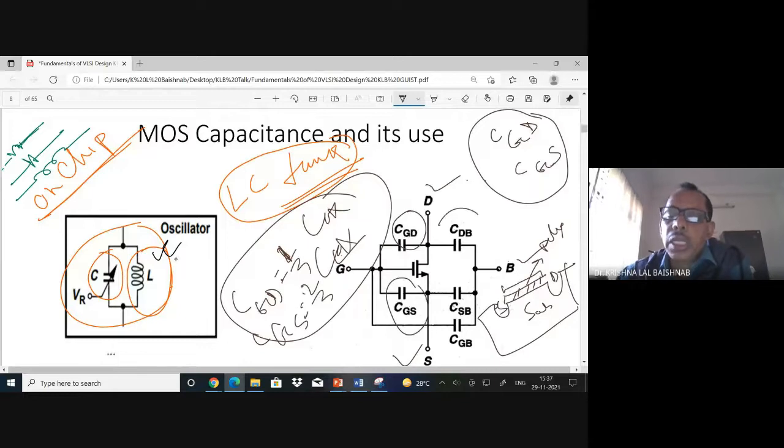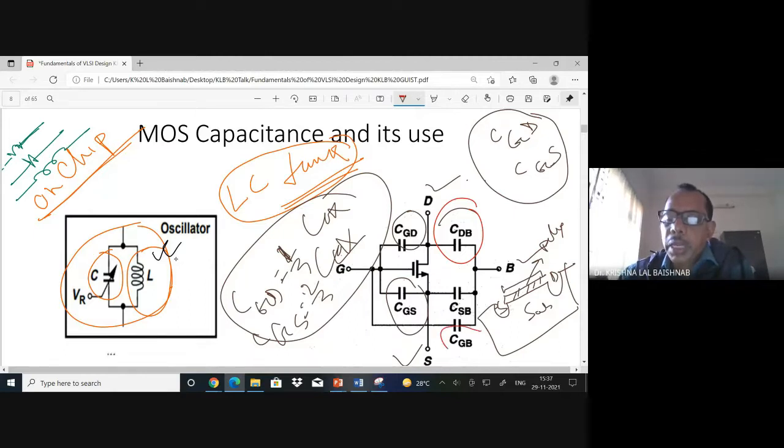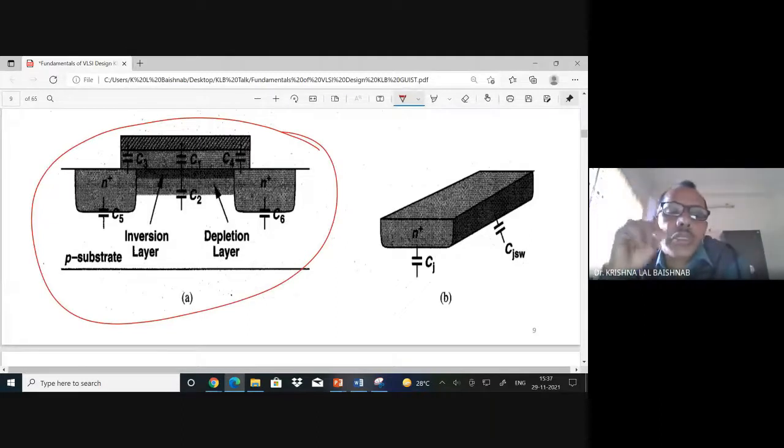These capacitances are linear. But wherever there is a body, B, CGB, CSB, all are basically parasitic capacitances. They are not linear, their expressions are different. See, this is the diagram that I'm trying to show you. You have to have some visualization that C1 and C2 are in series in nature. This is oxide and this is polysilicon. This is the channel and this is the substrate. Now understood?